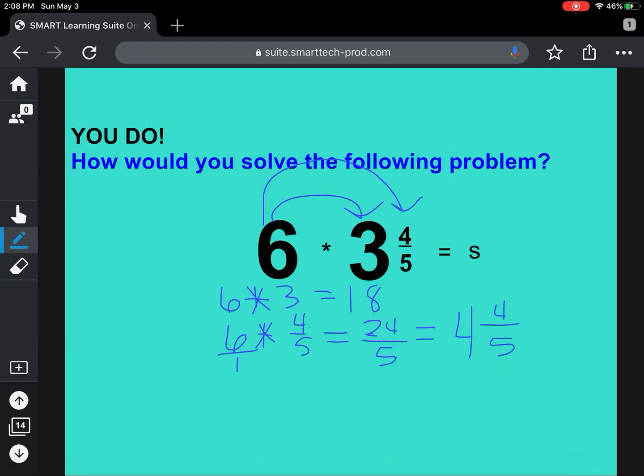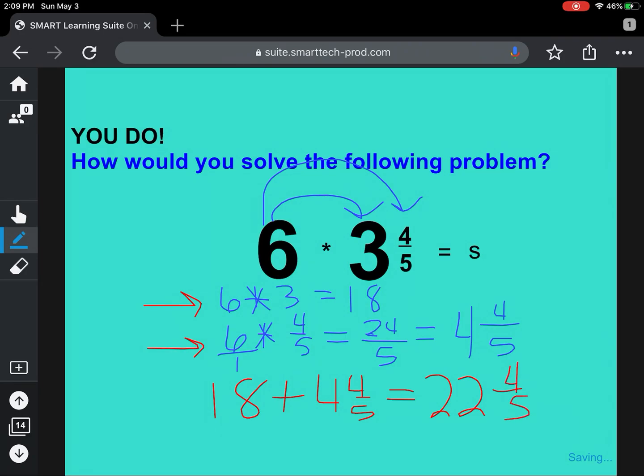Now, I'm going to add my two products. From the first step, I had 18. From the second step, I had 4 and 4/5. So 18 plus 4 is 22. And then 4/5 for my fraction, for my total of 22 and 4/5.